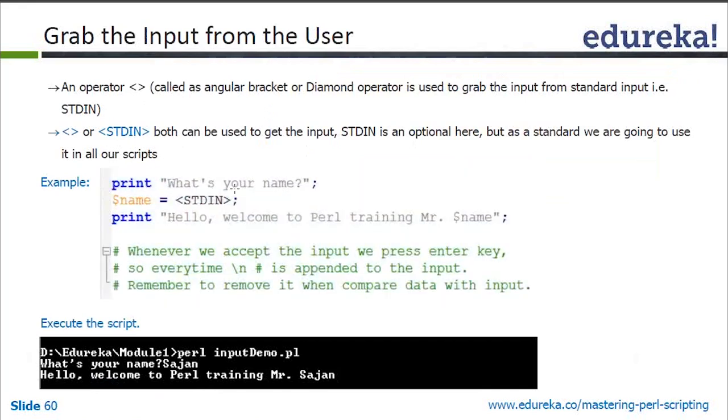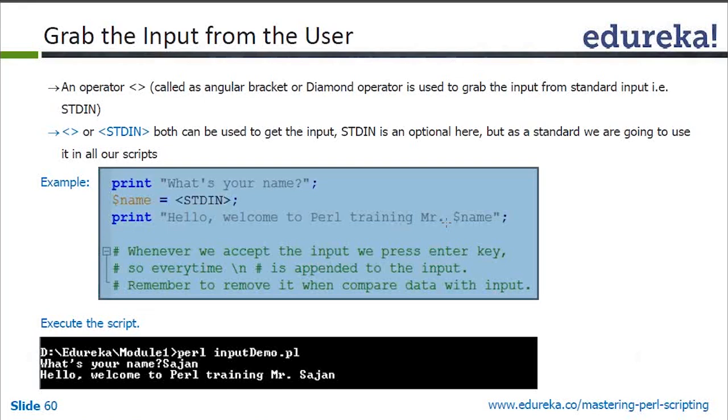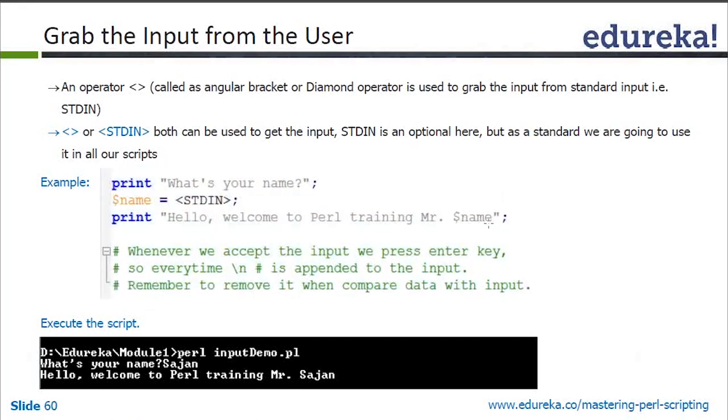What is the value of the name you want to print? You will just type something. So if you want to print $name, you can say hello, welcome to Perl Training, Mr. dot name. Dot is the concatenation. So whatever your name is, Rahul or Mahesh or Dimitri or whoever it is, it will just print the name. So that's how it works.